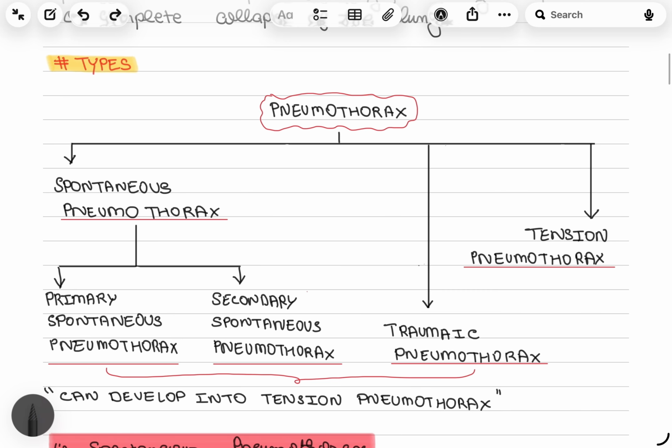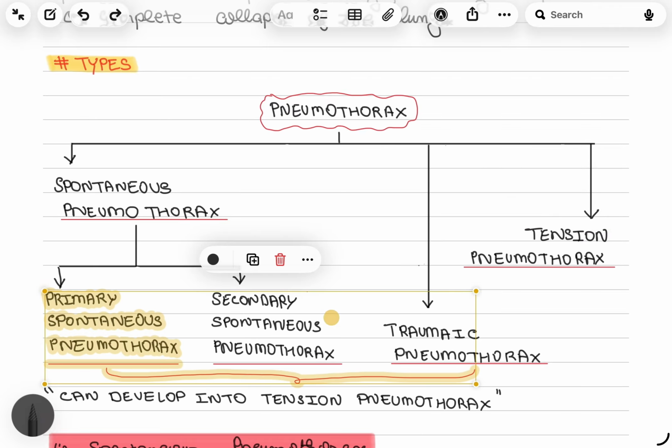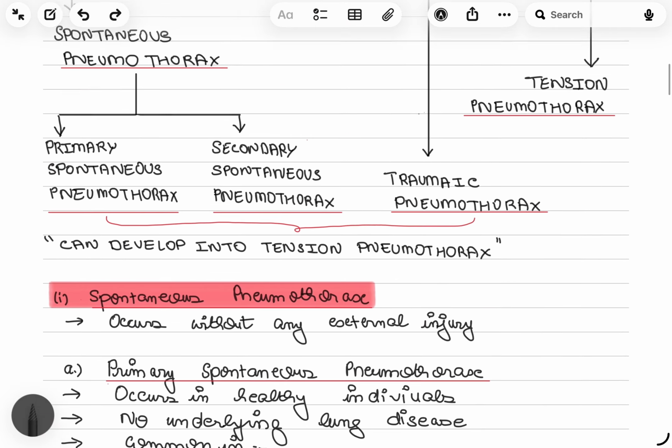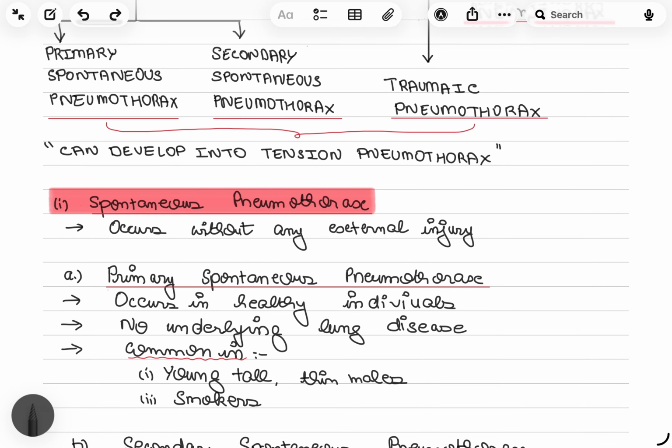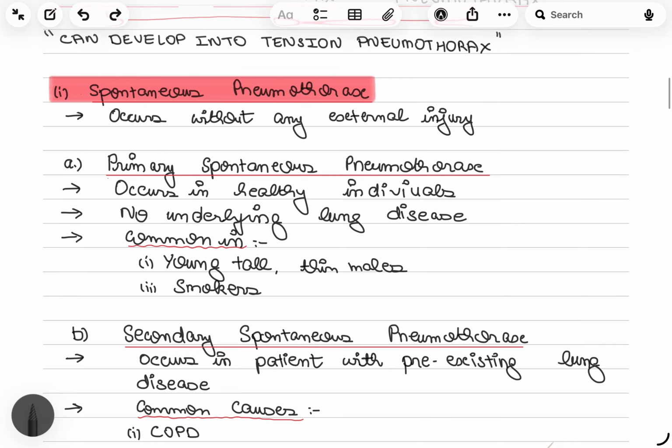The types of pneumothorax are mainly classified into three types: spontaneous pneumothorax, traumatic pneumothorax, and tension pneumothorax. Spontaneous pneumothorax is again divided into primary pneumothorax and secondary pneumothorax. If three of these occur simultaneously, it can develop into the tension pneumothorax. Tension pneumothorax is an emergency and life-threatening condition. Now we are going to discuss in detail the types of pneumothorax.